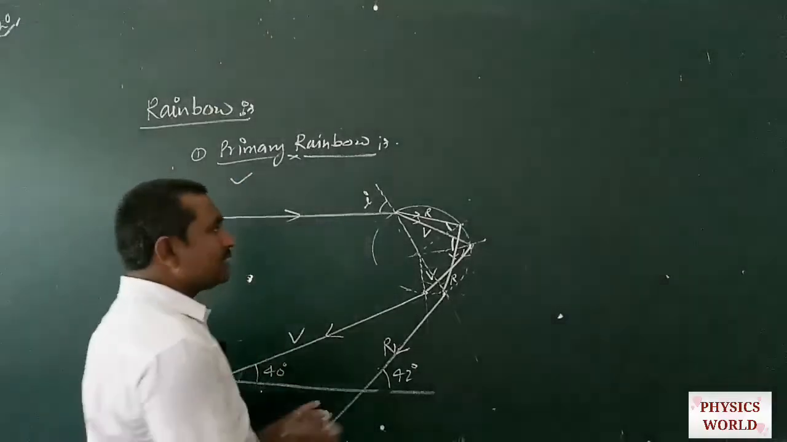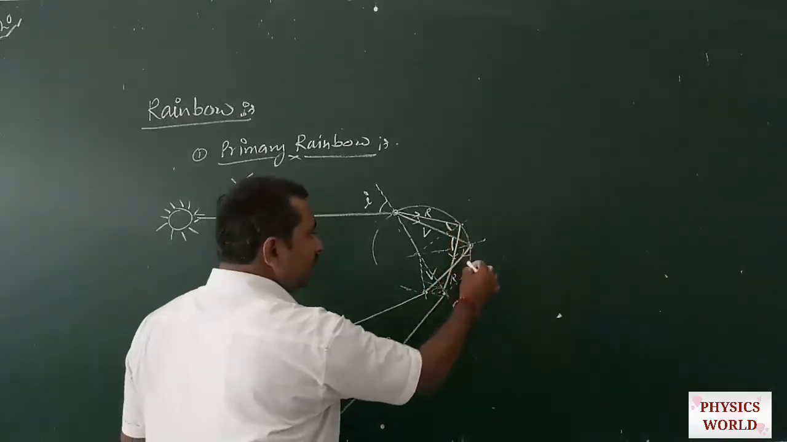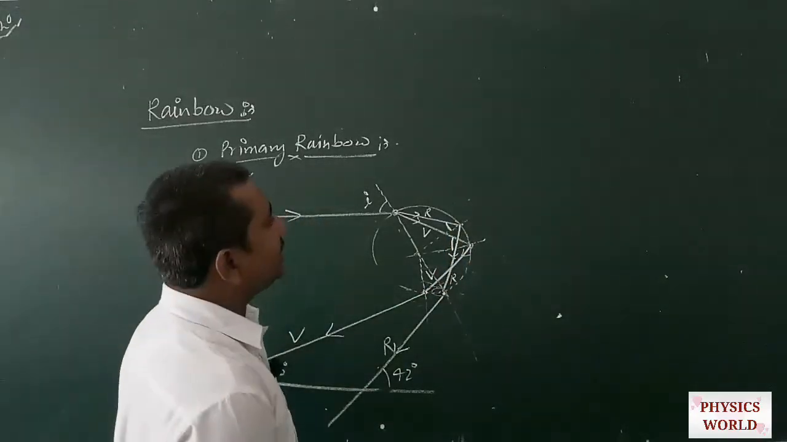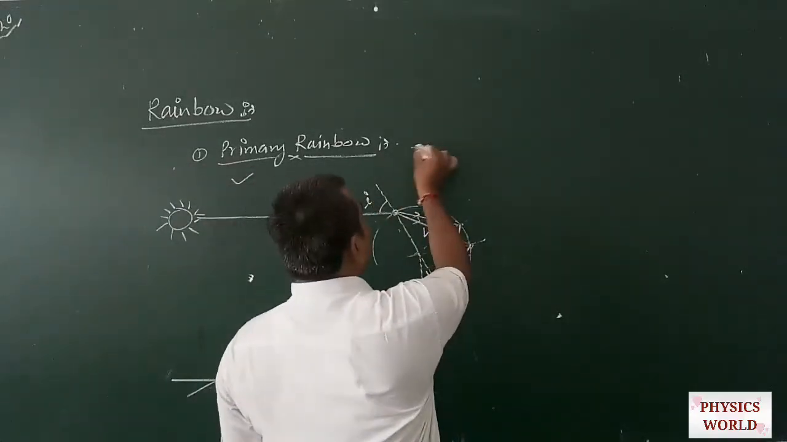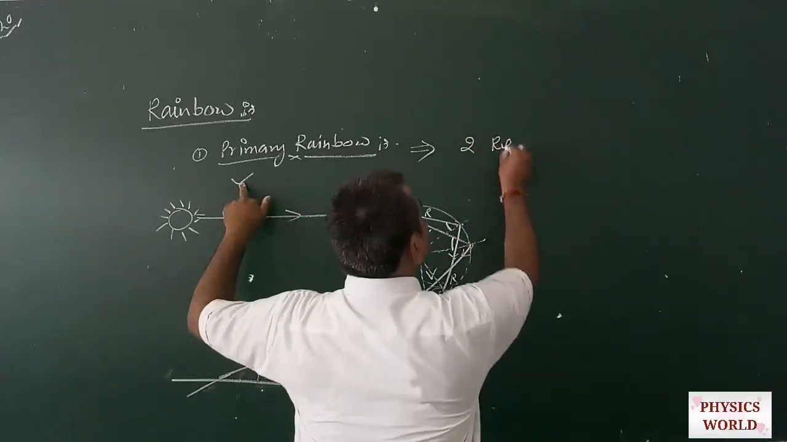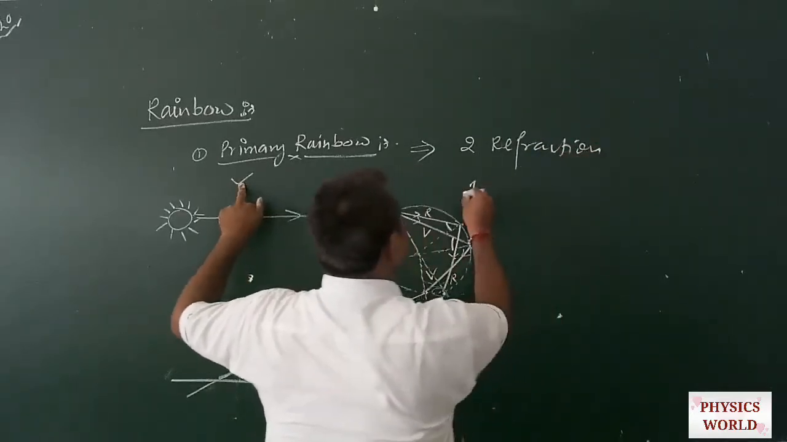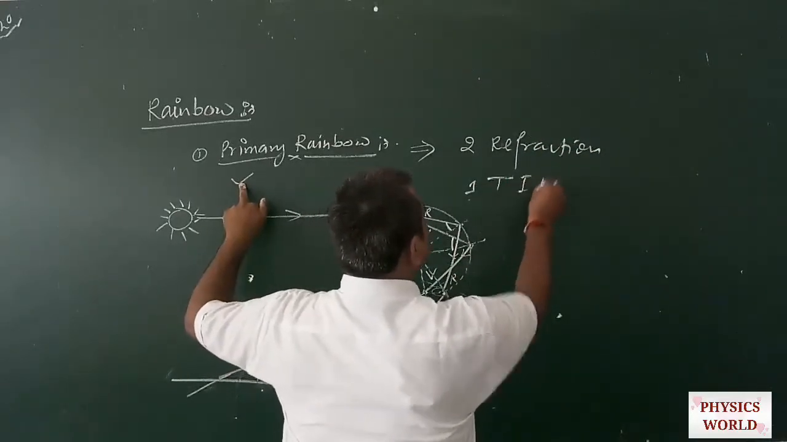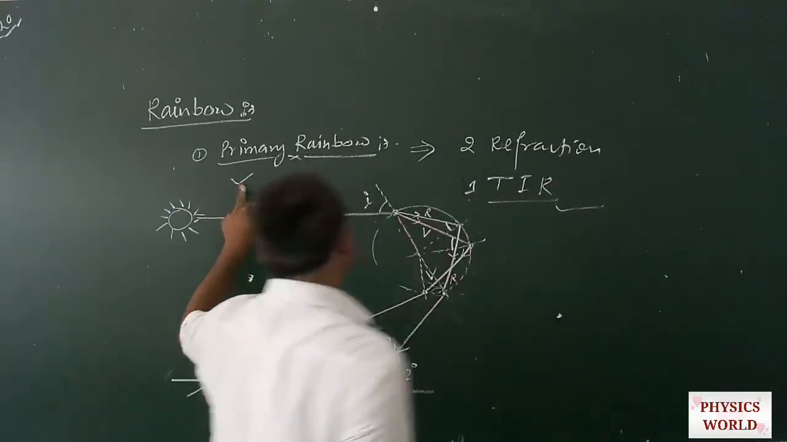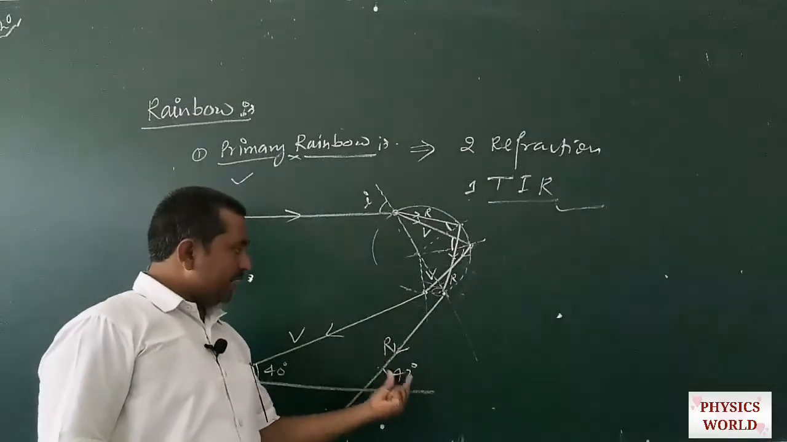We are seeing that there are two refractions and only one reflection, that is total internal reflection. So the primary rainbow forms with the help of two refractions and one TIR, that is total internal reflection. Okay, and in this we are seeing that the angle made by red color is 42 degrees.